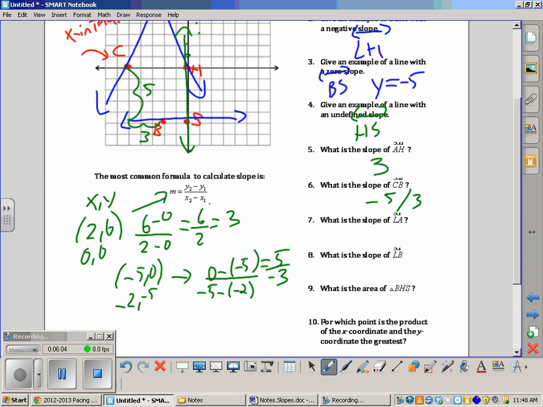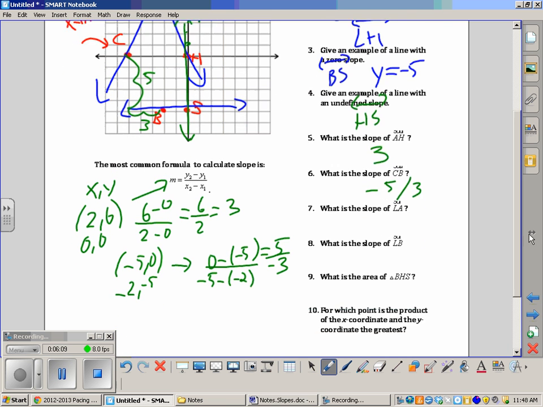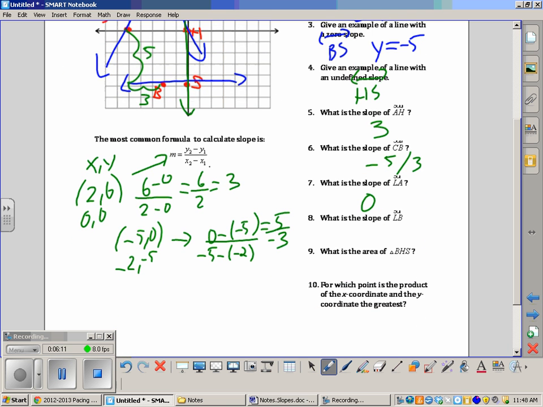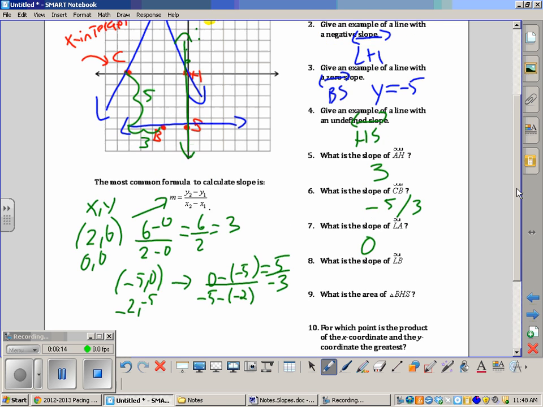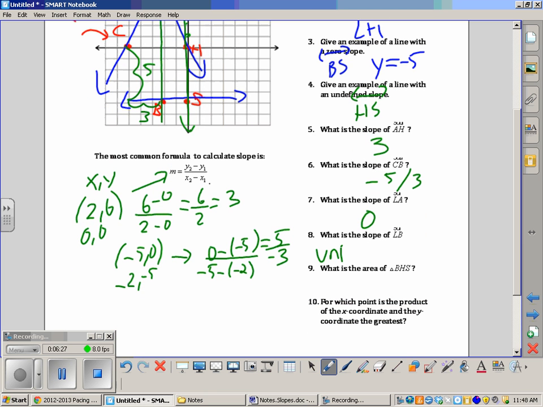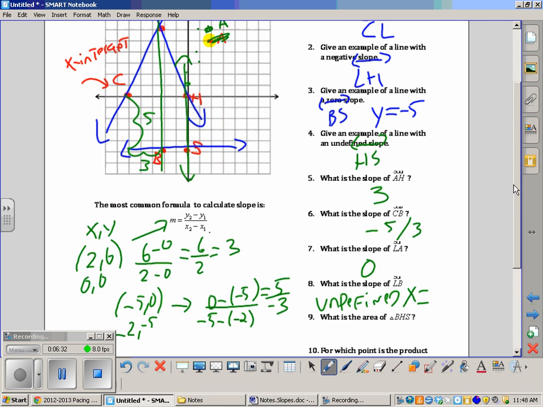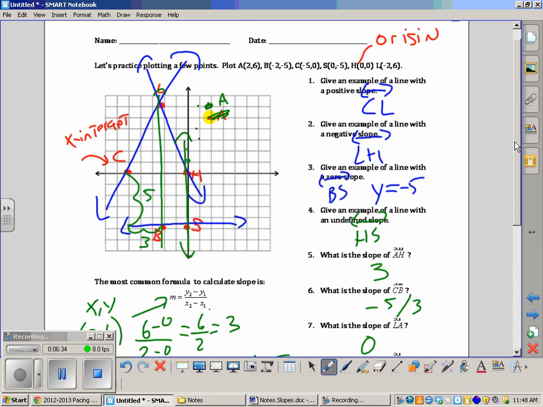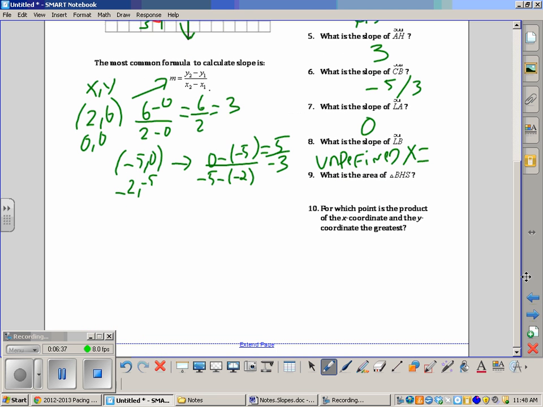Let's see, we've got a couple more. LA. What's the slope of Los Angeles here? Oh, that's a horizontal line, so we know horizontal line slope is 0. LB looks like a vertical line. They're right on top of each other. So a vertical line slope is undefined. That's x equals, now what's the x coordinate of L and B? It looks like negative 2. So the equation is x equals negative 2.